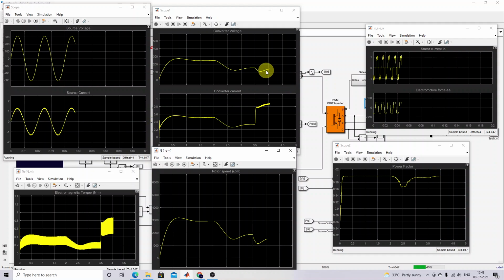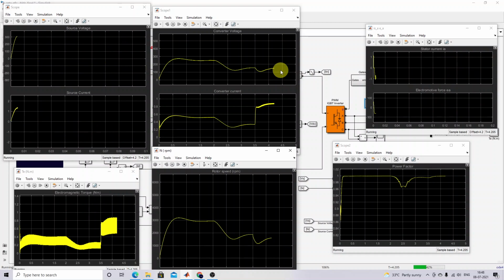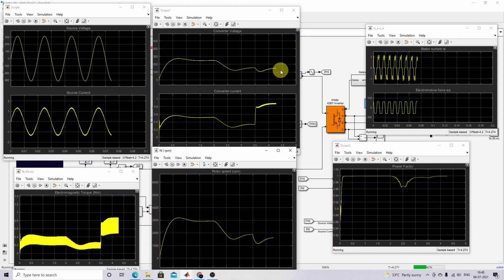Also you can see that after the change in load condition, the voltage comes back to the reference voltage, that means it is nearer to 150 volt. So for a change in reference voltage as well as a change in load condition, the system maintains the power factor nearer to unity, and also tracks the reference voltage command. Even with the sudden load changing condition, the power factor is maintained at unity.